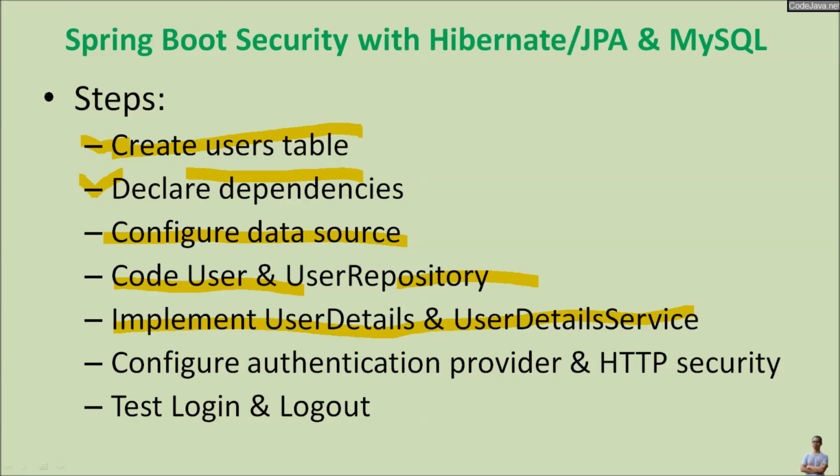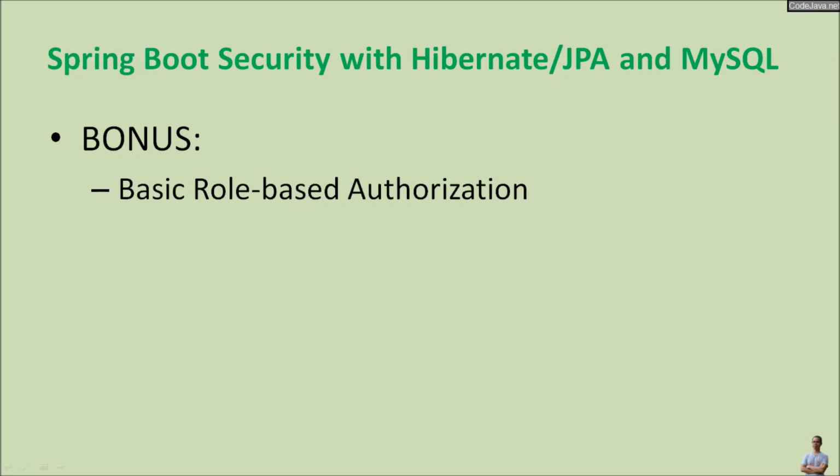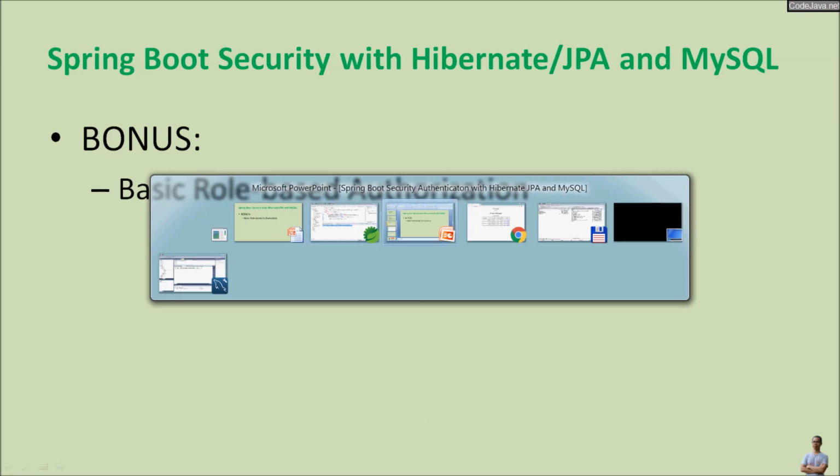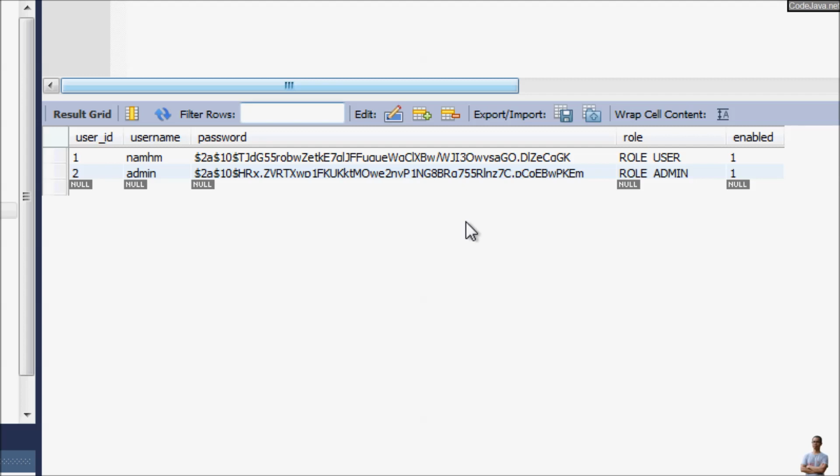So far so good. So far we have done all the steps to implement authentication, login, logout, to secure a Spring Boot application with Spring Security, Spring Data JPA, Hibernate and MySQL database. And bonus, I will show you how to code the basic role-based authorization. As you can see in the users table, we have two different users with two different roles: the username sm with the role user, and user admin with the role admin.